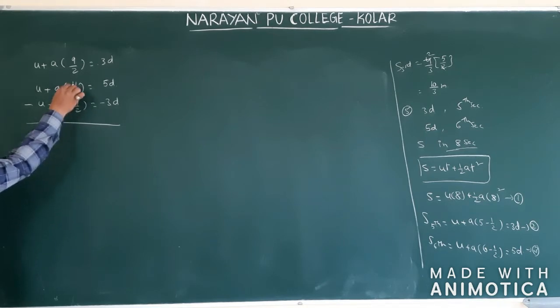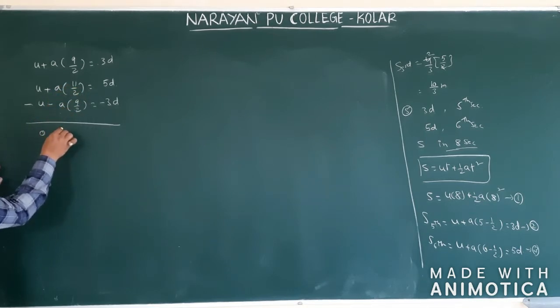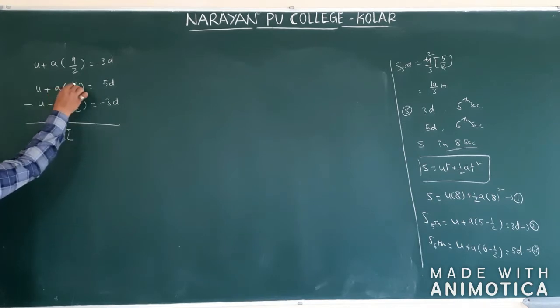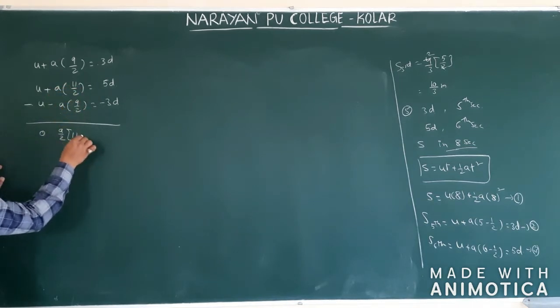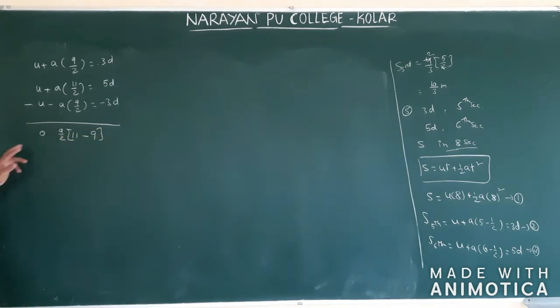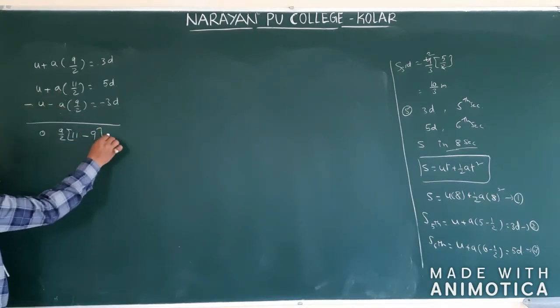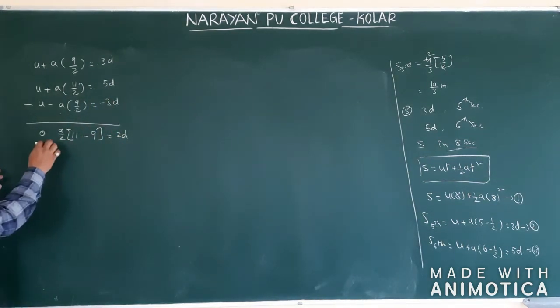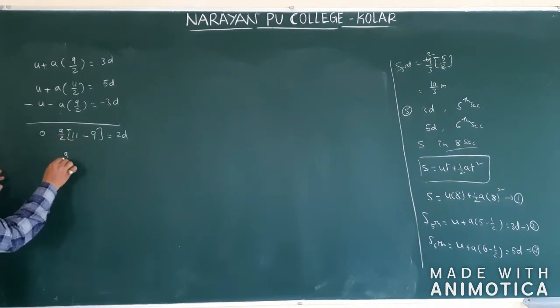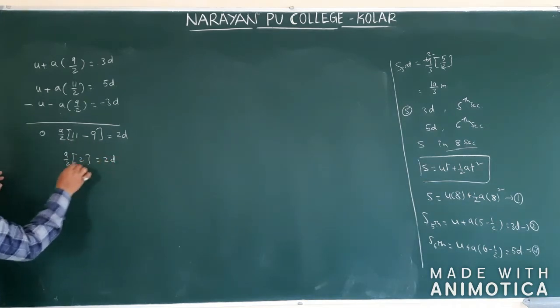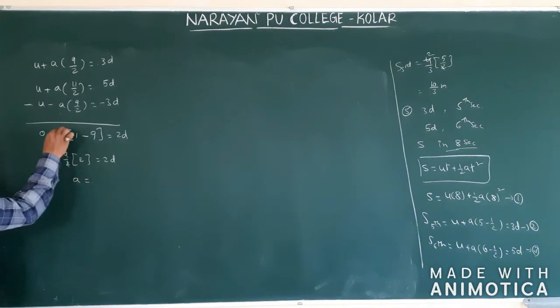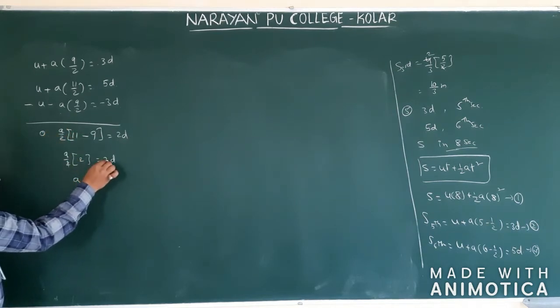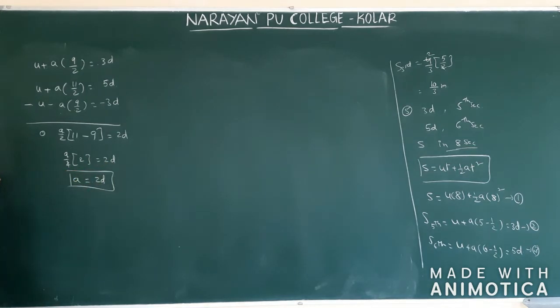What is common? a by 2 is common. Here we have 11 and here minus 9, correct? So this minus this we are writing. So 5d minus 3d is 2d. So a by 2 into 11 minus 9, and 11 minus 9 is nothing but 2. The 2 will cancel. Therefore, a is equal to 2d. That is the value of a you got.